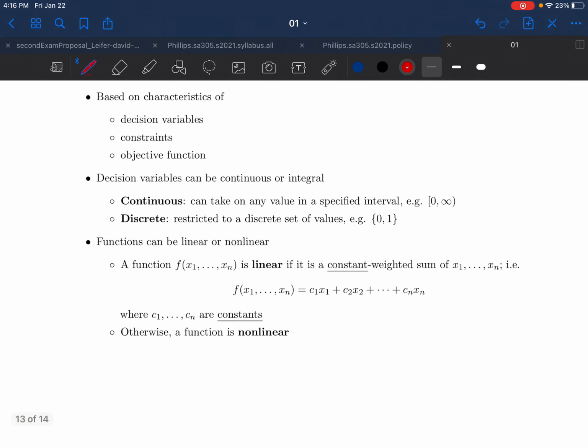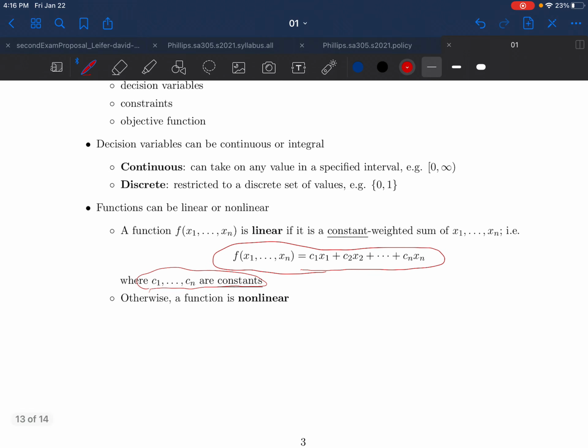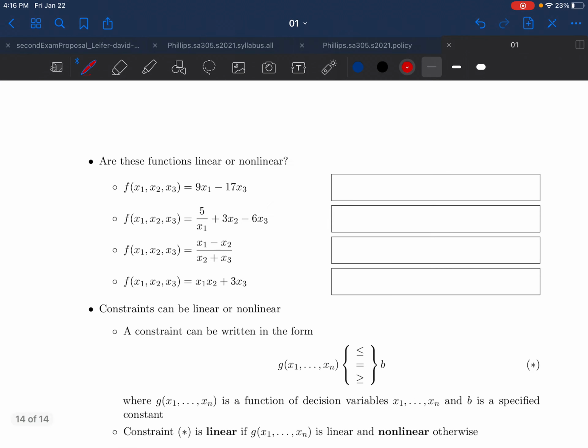Decision variables are either continuous or discrete. A function can be linear, and in this case, it's a constant weighted sum. You're given these parameters, C1 through Cn, constants. Then you weight each x1 through xn respectively by their corresponding constant, and you add that. All linear functions can be written in this form. Otherwise, a function is nonlinear.